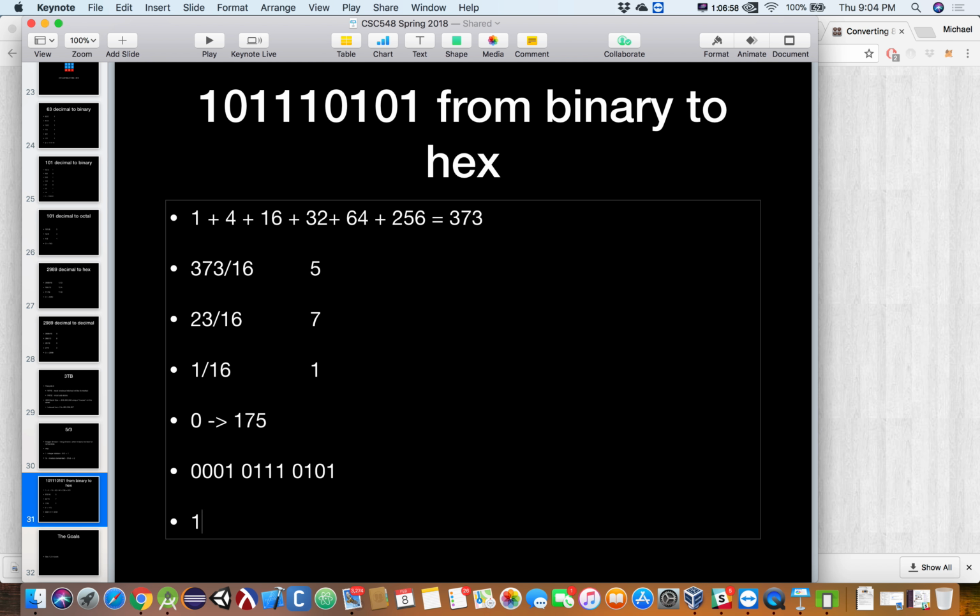This first nibble is a 1. The second nibble is a 7. The third nibble is a 5. This is 1 in the ones place plus 1 in the fours place. That's a 5. 1 in the ones place plus 1 in the twos place plus 1 in the fours place is a 7. Plus 1 in the ones place is a 1. 175. We were able to go from binary to hex real quick. Make sense?